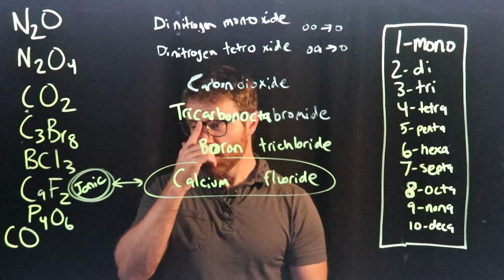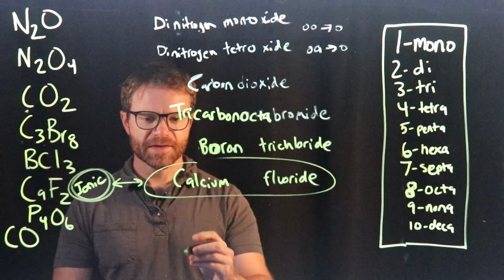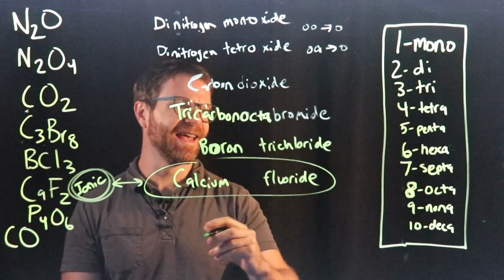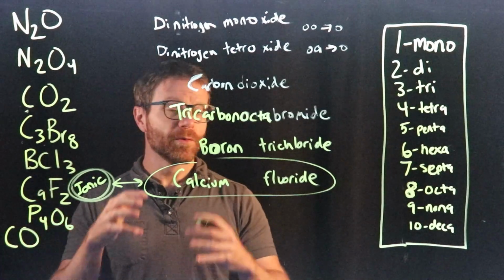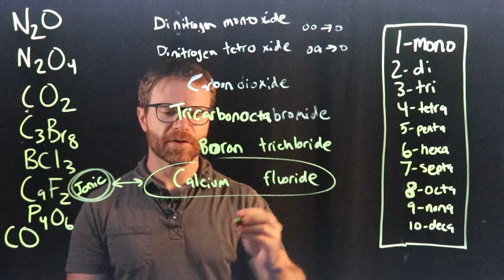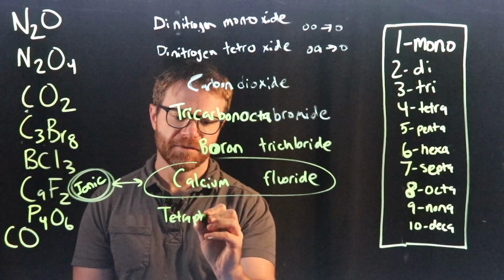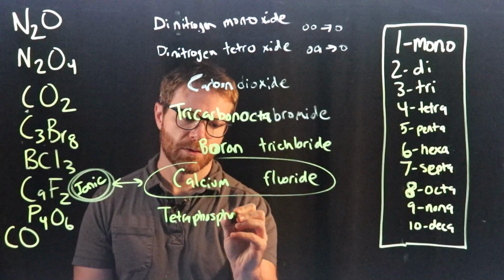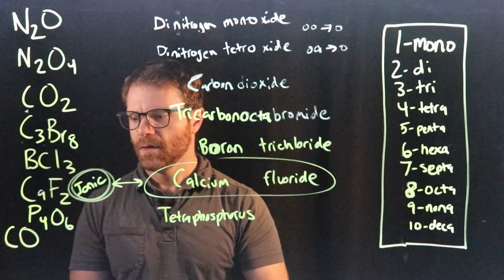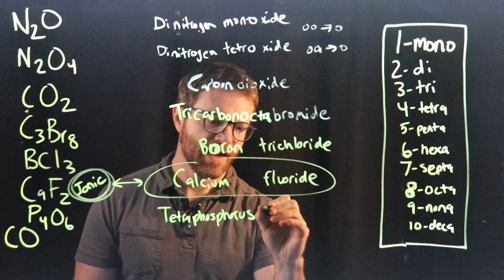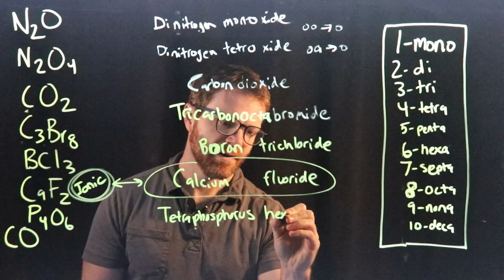Trick question. Okay, next we have P4O6. I'm going to stop making mistakes. If there's more than one of them, we do need to use the number prefix, and there's 4 of them, so we're going to call this tetraphosphorus, 6 oxygens, hexoxide.